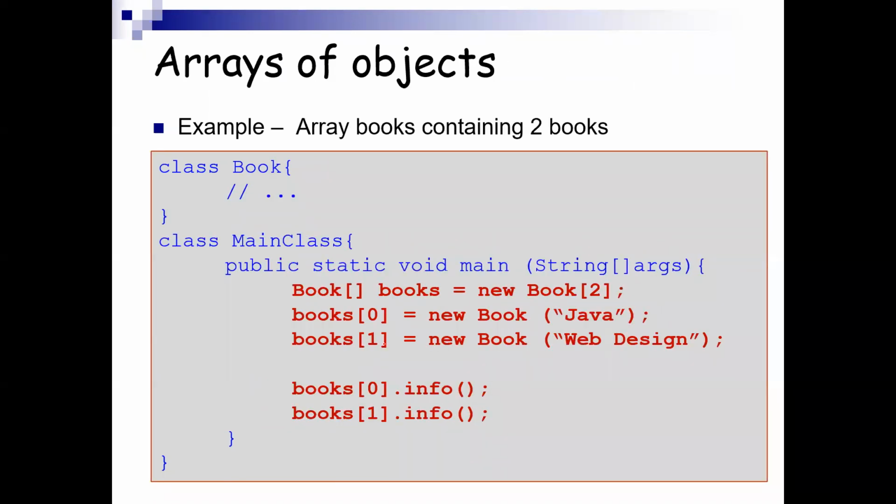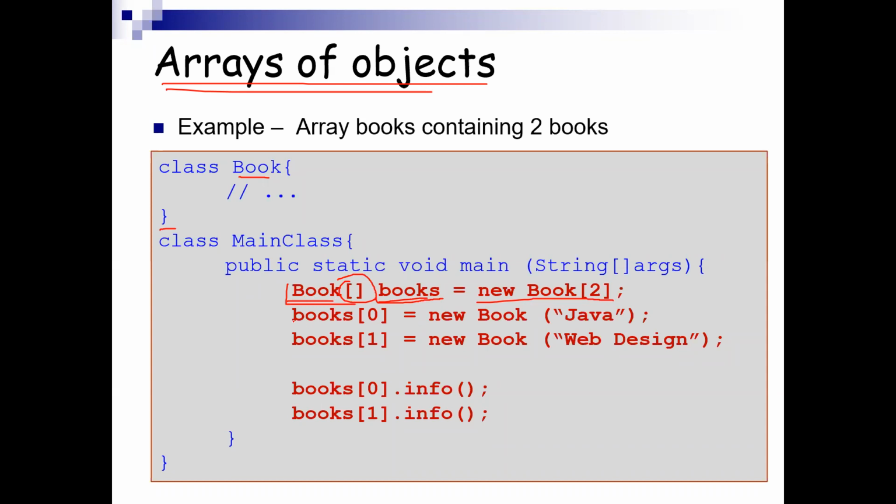All right. So this is a very interesting example. We have created arrays of objects, which means many objects. So we have a class called Book, for example. Which means you can have many books. So in my main class, I can declare an array of objects. It will have up to 2 objects, and each object is of what type?